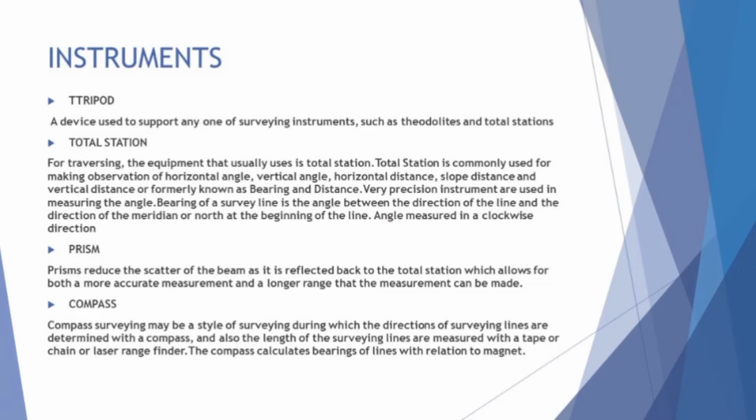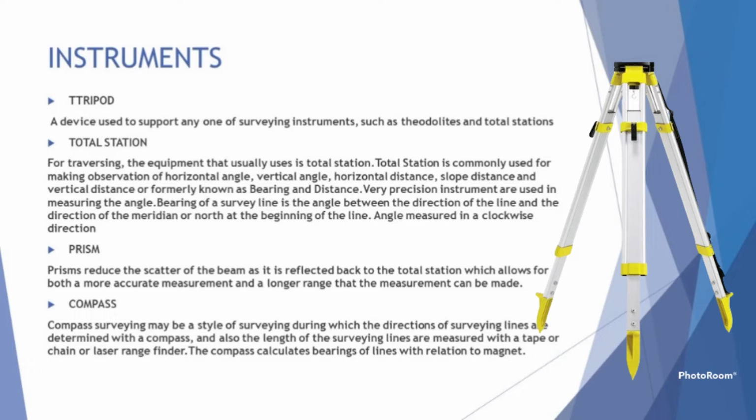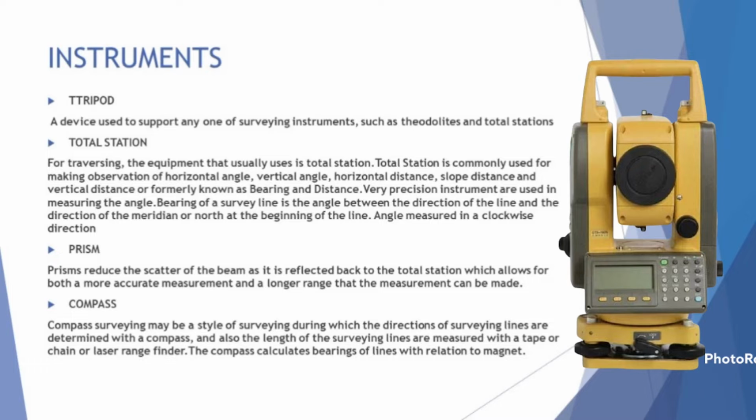The first instrument that we use in traverse surveying is the tripod. A tripod is a device used to support any one of the surveying instruments such as theodolite and total station. Second, total station. For traversing, the equipment that is usually used is the total station.